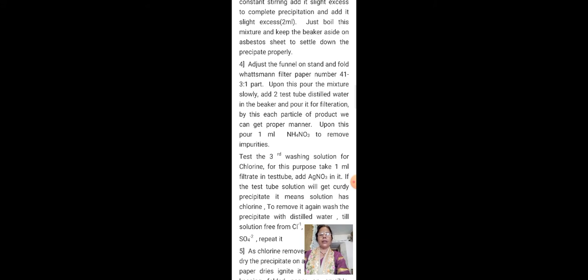For this purpose, take 1 ml of filtrate in a test tube and add silver nitrate to it. If a curdy precipitate forms in the test tube, it means our solution has chlorine as an interfering ion, and we have to wash again, twice or thrice. Then we will get a clear filtrate on adding silver nitrate. It means we have removed all the chlorine and the sulfate from the solution, and then we go forward.